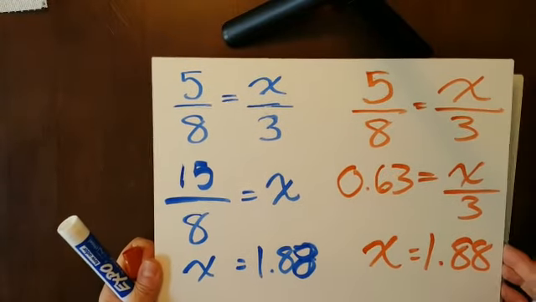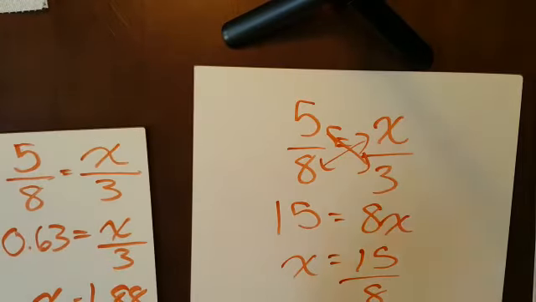Okay, so when we are doing the rest of the unit using proportional reasoning, this is why cross multiplication works for equivalent fractions.